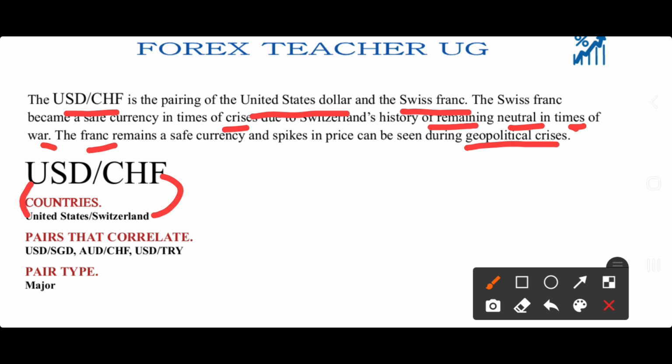So most of you might be thinking that maybe since this is Switzerland, it should be SWT, like the currency. No, it's pronounced as CHF. When you see it, it's the Swiss franc.